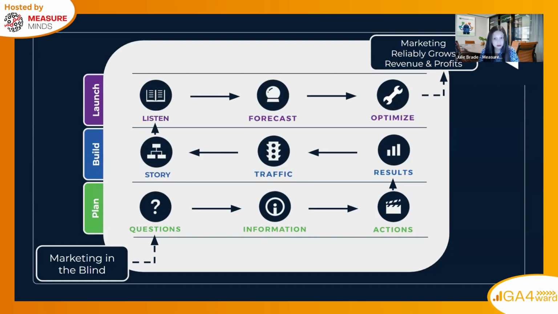If you do jump straight into optimize without going through the other steps, then you're going to spin your wheels and get frustrated, and it's just not going to be as efficient. That's where the chaotic marketing comes from.